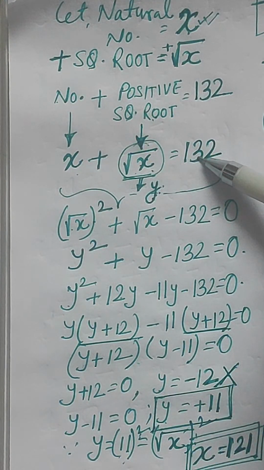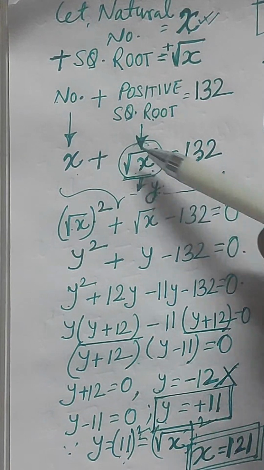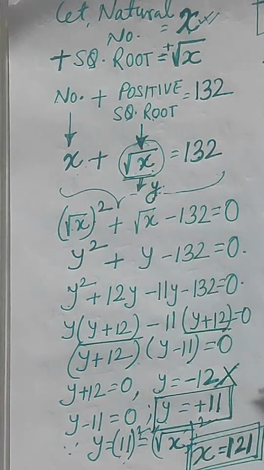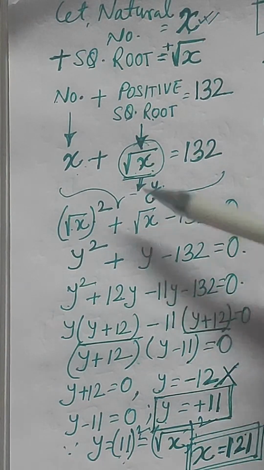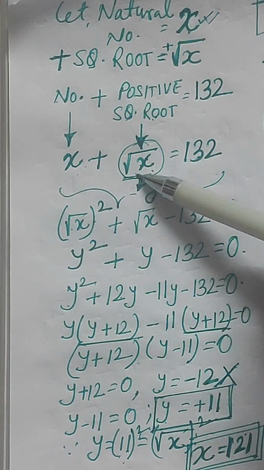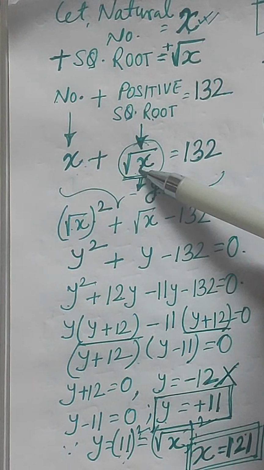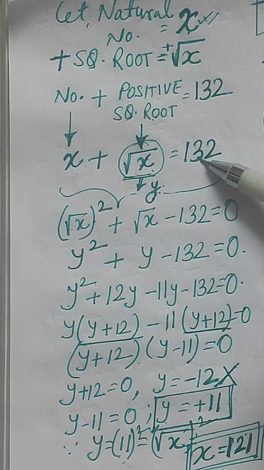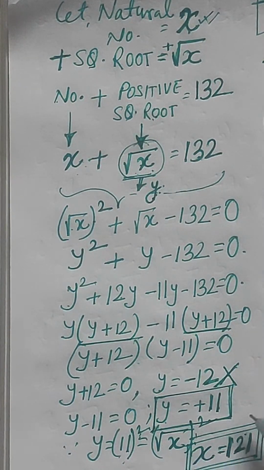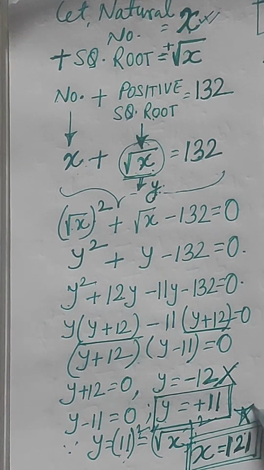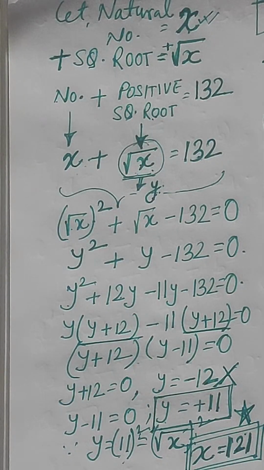If you want, you can check the answer. How? This number x is 121, and 121 plus the square root of 121, which is 11, gives 132. So that means our answer is perfectly correct. So in this way, students, we can solve such questions.